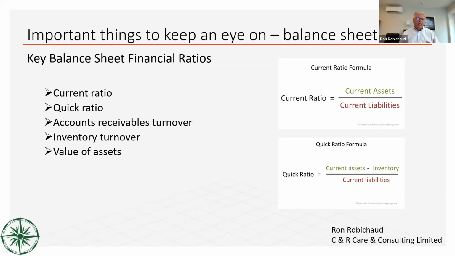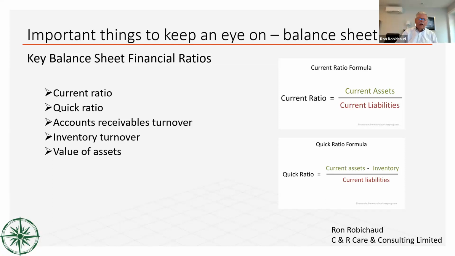So to me, as we talk about on the balance sheet, especially the current ratio, the quick ratio, the accounts receivable turnover, how quickly are people paying you, the inventory turnover, how quickly our inventory is turning over, and the value of the assets. Now, this is really interesting because the value of the assets are typically way off from what the owner thinks it's worth. And this will come back to how we look at depreciation and understanding the different types of depreciation.